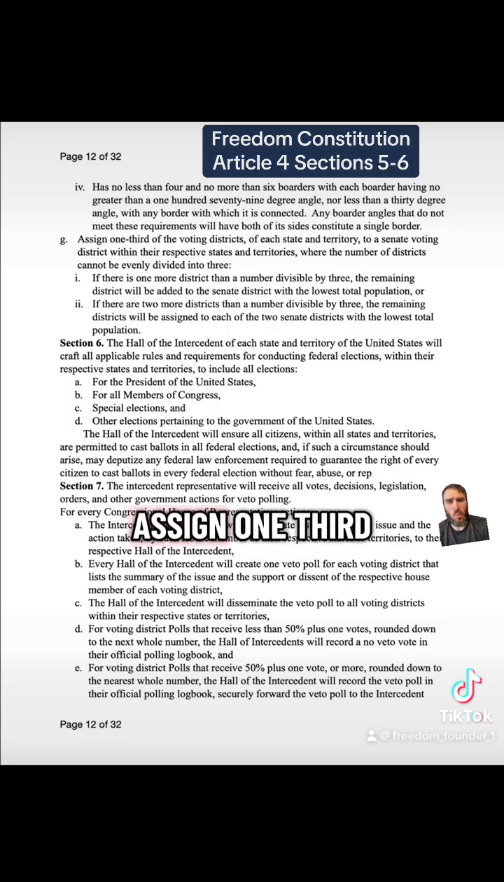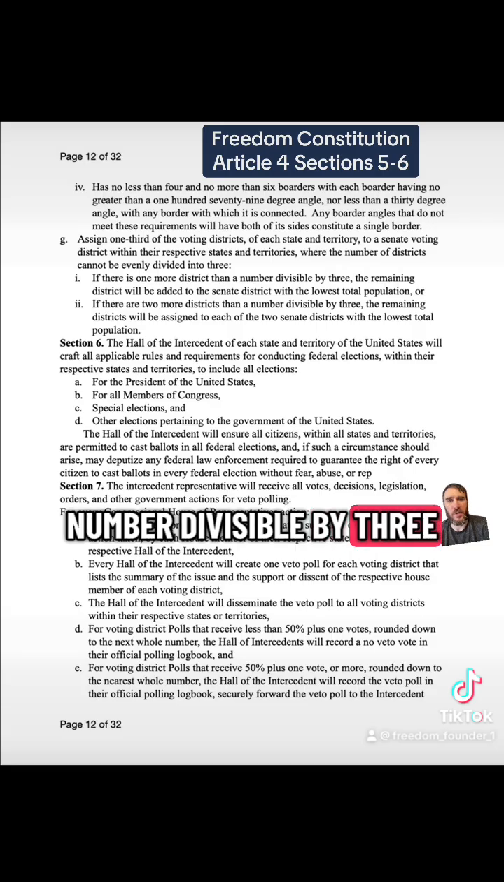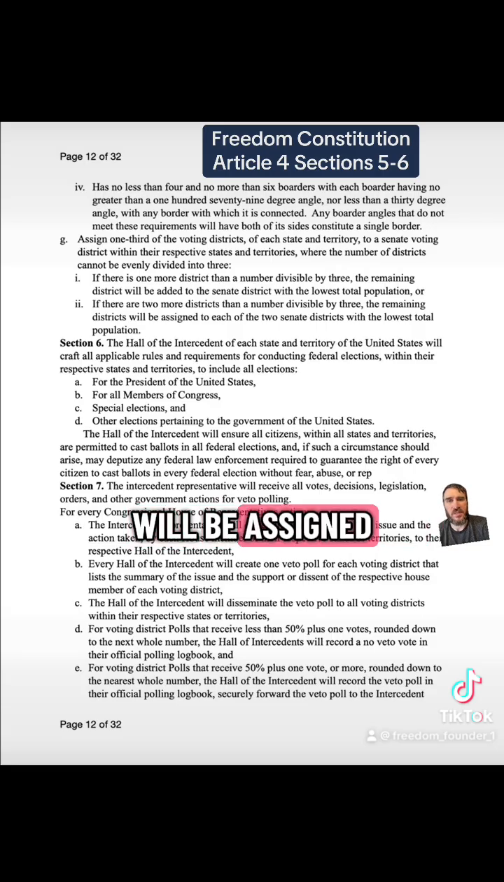G. Assign 1/3 of the voting districts of each state and territory to a Senate voting district within their respective states and territories, where the number of districts cannot be evenly divided into 3. If there is one more district than a number divisible by 3, the remaining district will be added to the Senate district with the lowest total population. Or if there are 2 more districts than a number divisible by 3, the remaining districts will be assigned each of the 2 Senate districts with the lowest total population.